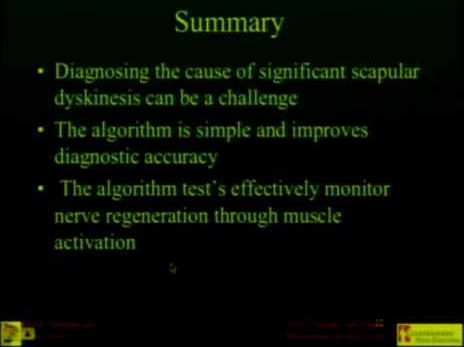So in summary, diagnosing the cause of significant scapular dyskinesis can be a challenge. Sometimes we think it's very easy, but I'm going to tell you, I showed you 15 different patients. 10 of them had the wrong diagnosis or a misdiagnosis. That's 60% inaccuracy. So again, if we use the algorithm, I think it goes up quite a bit. The algorithm is simple, improves the accuracy, and it can effectively monitor nerve regeneration through muscle activation.